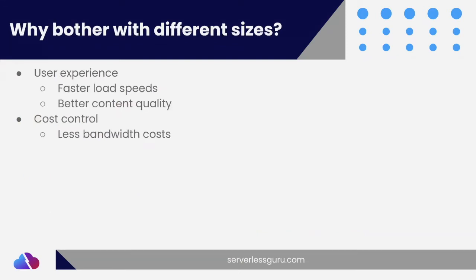So why do we bother with these different sizes? Why not just take the biggest image you have and ship that? The biggest should probably fit them all. First, you want to have faster load speeds for your clients. You also cannot send a small image to everyone because you want the best content quality for everyone. And mainly for your business, you want to reduce your bandwidth costs. So you want to ship only what's needed, not more, not less.